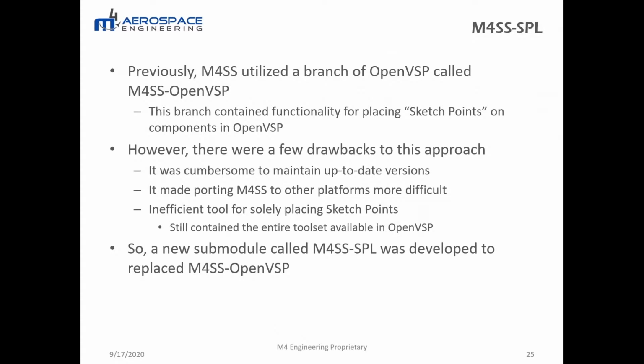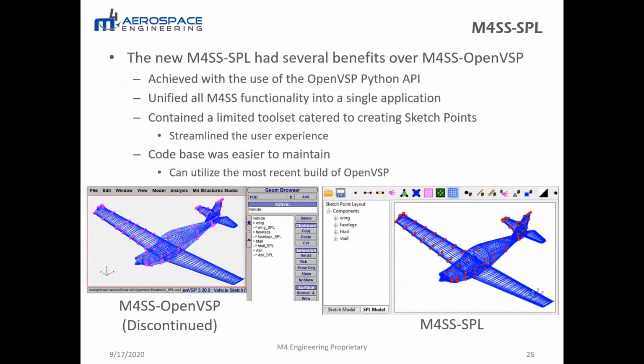What we really wanted was a streamlined tool solely for creating sketch point layouts. M4SS OpenVSP was not this, and more often than not, created complexity instead of simplifying things. So this brings us to the new M4SS sketch point layout tool. I'd like to say that this tool was made possible with the improved Python API of OpenVSP. Unfortunately, its development began before the API documentation became what it is today, so it was a little difficult on that front.